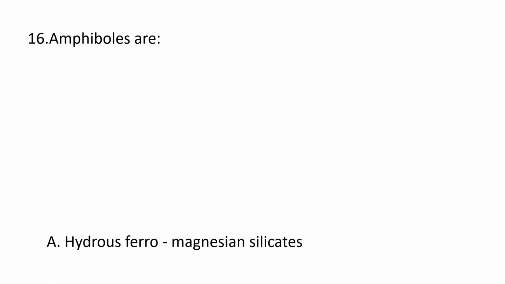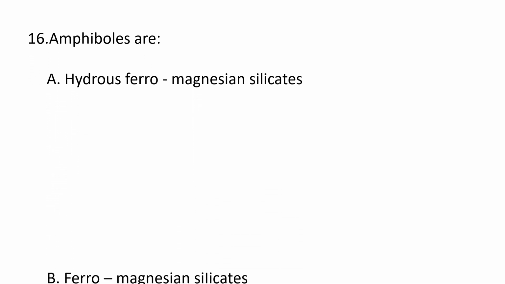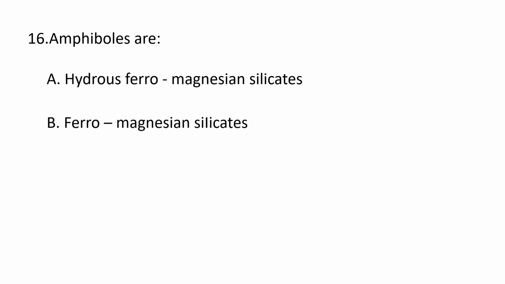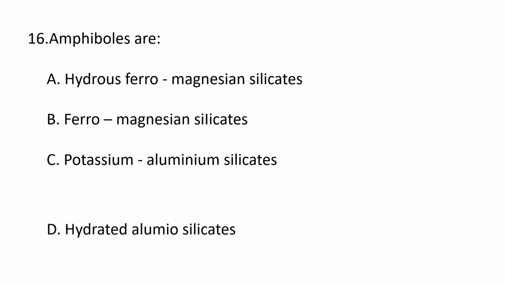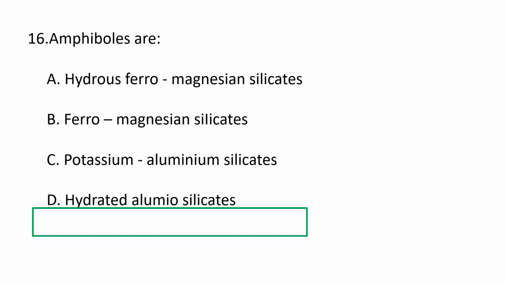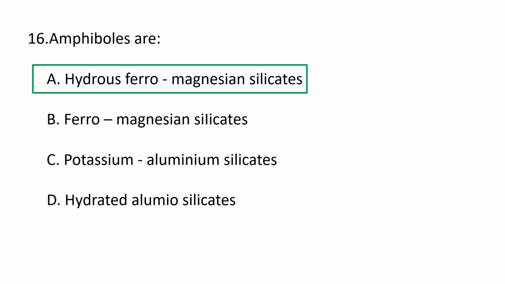Next question. Amphiboles are A. Hydrous ferromagnesian silicates, B. Ferromagnesian silicates, C. Potassium aluminosilicates, D. Hydrated aluminosilicate. So amphiboles constitute ferromagnesian silicate, but they contain water molecules also. That's why hydrous ferromagnesian silicate is the correct option. Amphiboles are the major group of hydrous minerals that occur in a wide range of rock types, predominantly in metamorphic and igneous rocks of the earth's crust and upper mantle. Two metamorphic facies are defined by their characteristic amphiboles. So A is the correct option.